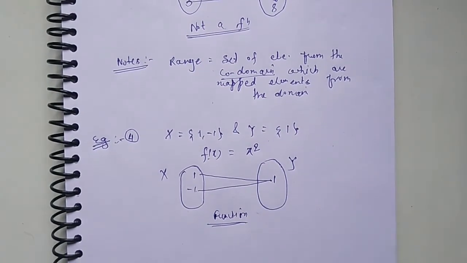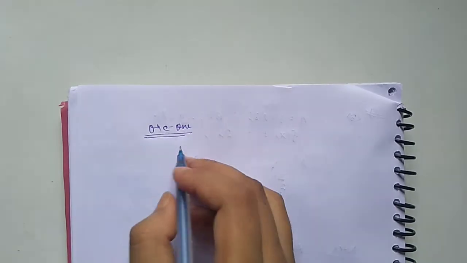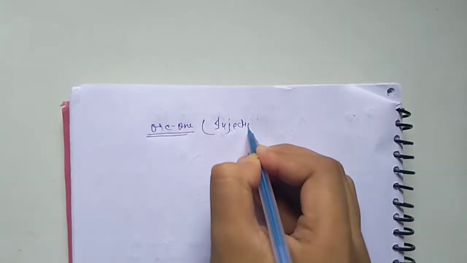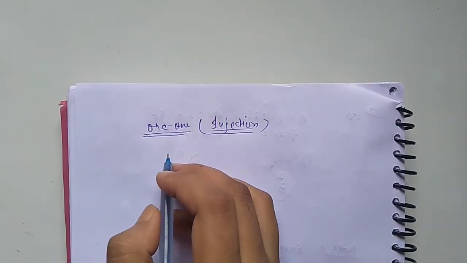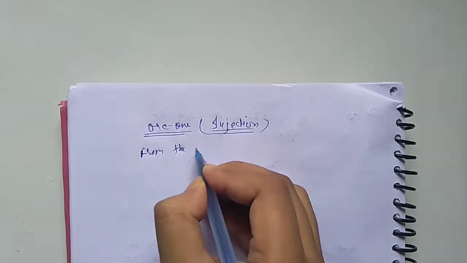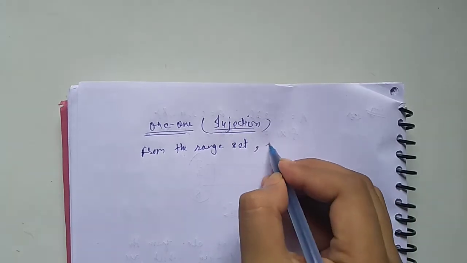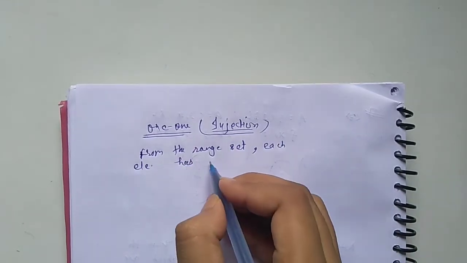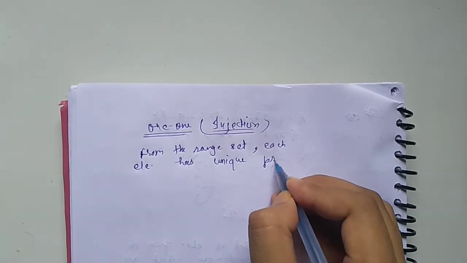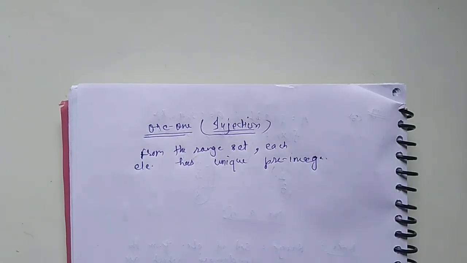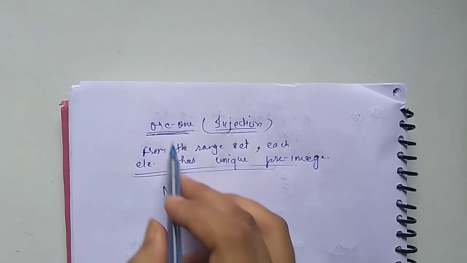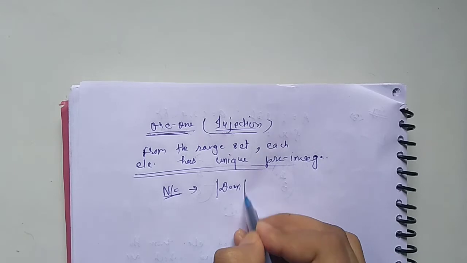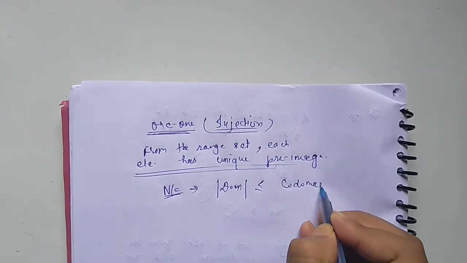Now we are going to understand what is one-one. It is also called an injection. We call a function one-one if from the range set each element has a unique preimage. Then that function will be called one-one. The necessary condition for a function to be one-one is that the cardinality of the domain must be less than the cardinality of the codomain.